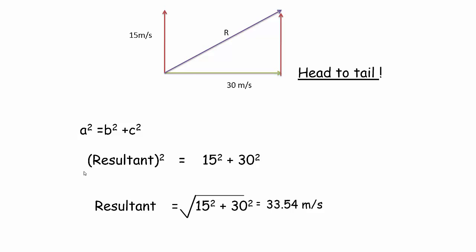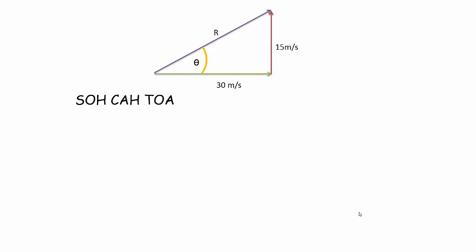This only has a size. It doesn't have a direction. Therefore, this is a scalar. We need to work out the direction. For this, we need to use some trigonometry. You should remember SOHCAHTOA. The sine of an angle equals the opposite over the hypotenuse. The cosine of an angle equals the adjacent over the hypotenuse. And the tan of the angle equals the opposite over the adjacent.